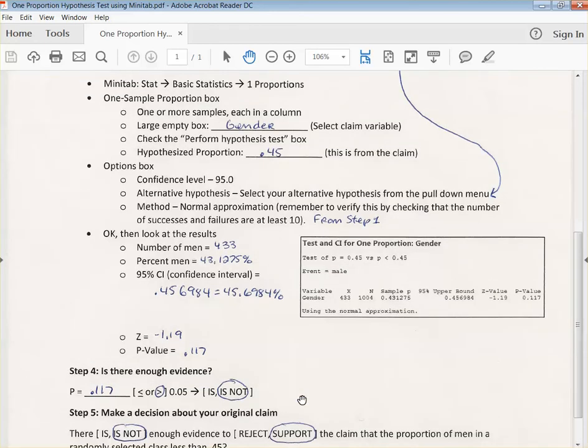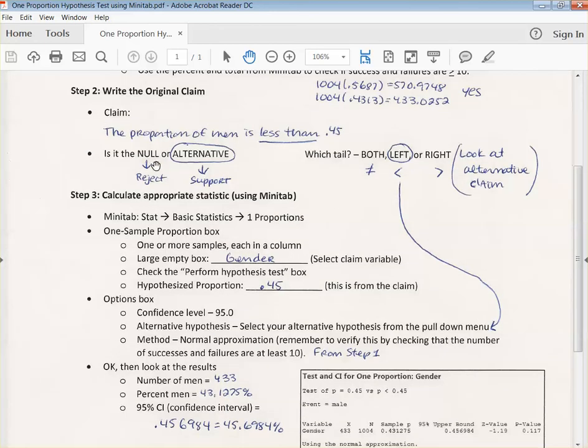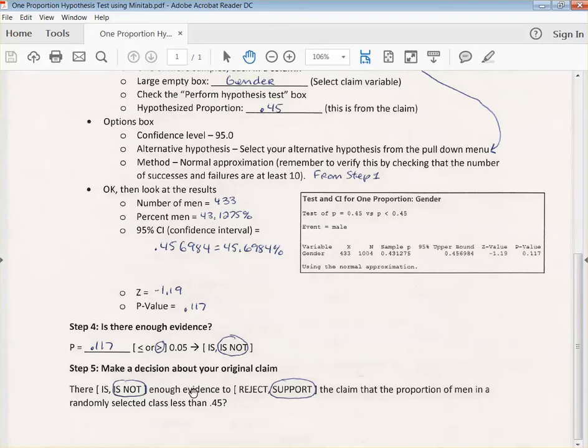Now remember, the reject support comes from up here. If we start with our null hypothesis as our claim value, then we would be rejecting. We started with our alternative, which means we're supporting. So there is not enough evidence to support the claim that the proportion of men in a randomly selected class is less than 0.45. And I don't know why I have that question mark. Take the question mark out, it's a period. So there is not enough evidence to support the claim.